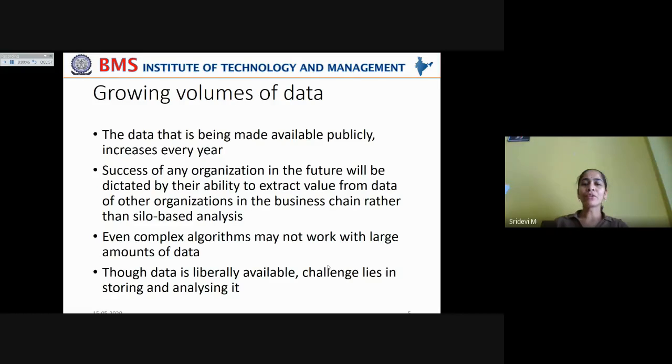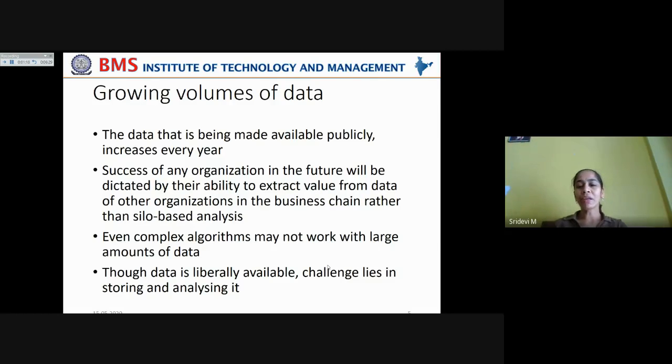situations. Now, the success of any organization in the future will be dictated by their ability to extract value from the data of other organizations in the business chain rather than silo-based analysis. It means organizations no longer depend only on their own data. They have to reap benefits by analyzing the data of other organizations also in their business chain, so that they can optimize the entire supply chain and gain larger market share.